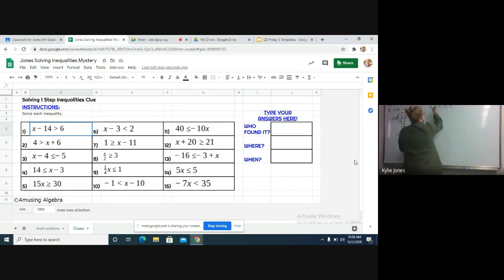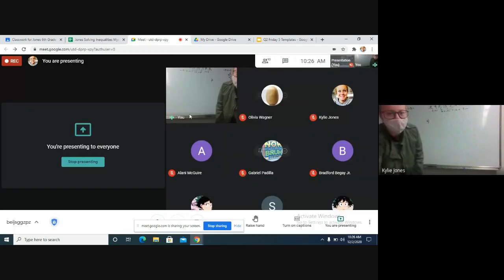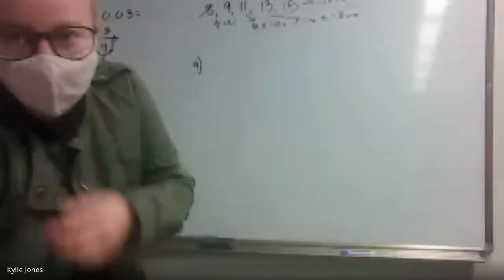So number 9 says 1/4 x is less than or equal to 1. What's number 11? 40 is less than or equal to negative 10x. Negative 16 is less than or equal to, where'd it go? Oh, negative 3 plus x. Wait, I want to make a guess this time. Negative 7. Yolanda Jones. Okay, let's start with number 9. Okay, I'm going to do all of these just kind of in a row. It's very similar to Clue, yeah.